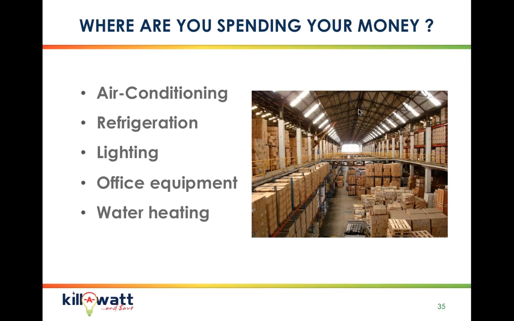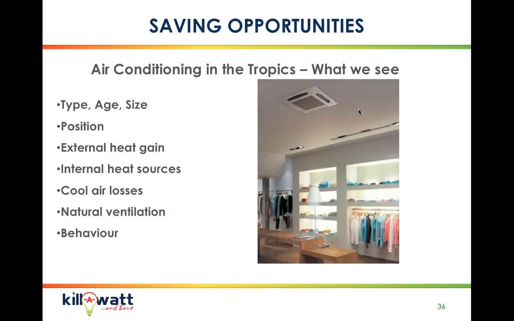Okay, so saving opportunities. The big one with warehousing is, depending on the type of warehousing, air conditioning, which would normally be in the office area, refrigeration, if there's refrigerated logistics involved, lighting is a big one, office equipment, and water heating.